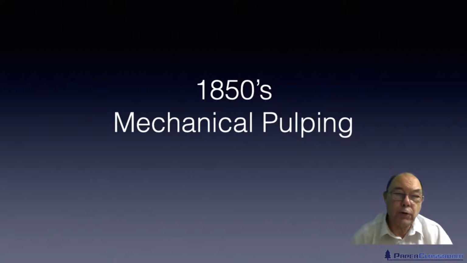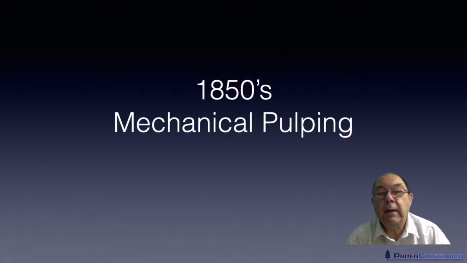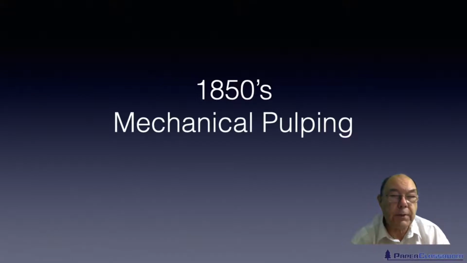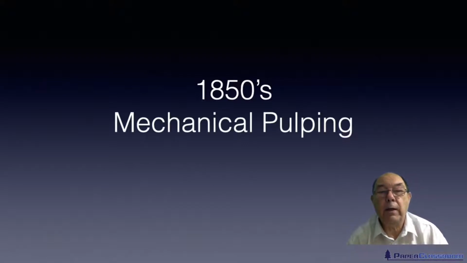If you were to chemically analyse a tree and a mechanical pulp separately, it would be impossible to tell the difference. So mechanical pulps have exactly the same chemical constituents as a tree. You've just simply shredded a tree. And there are several different mechanical pulping methods, and we'll talk about those in subsequent videos.